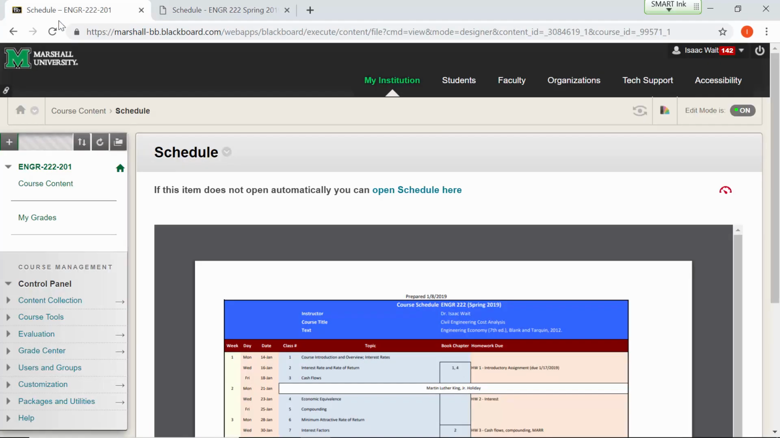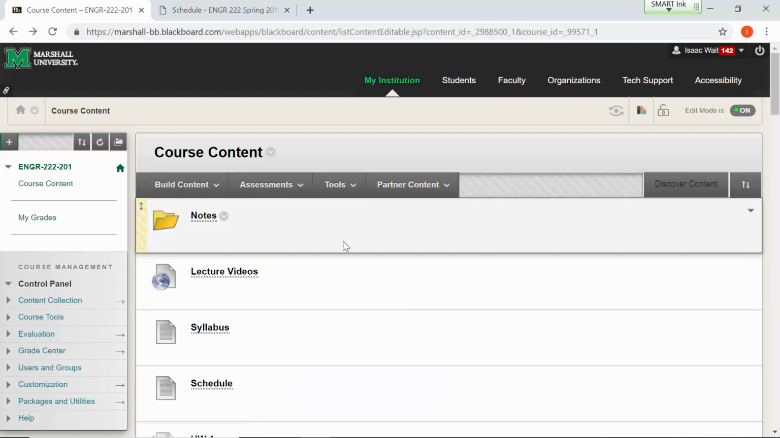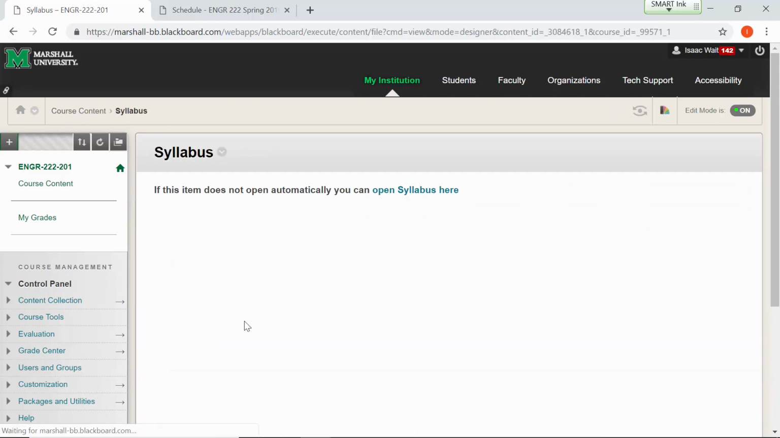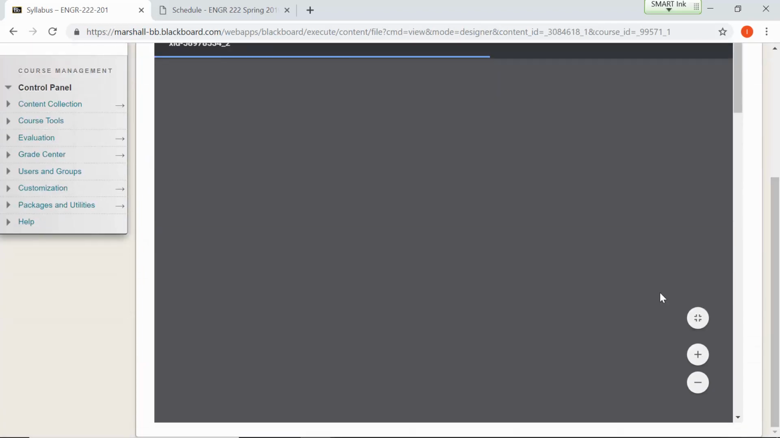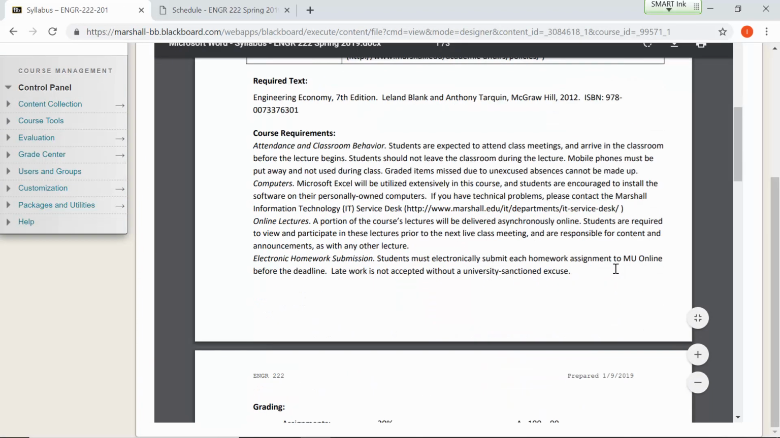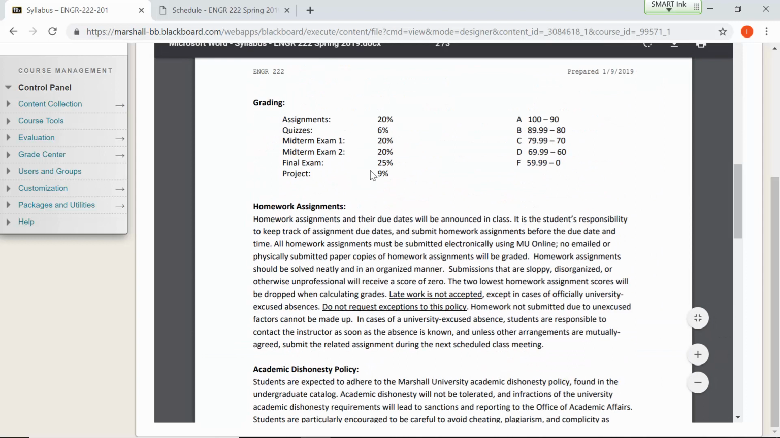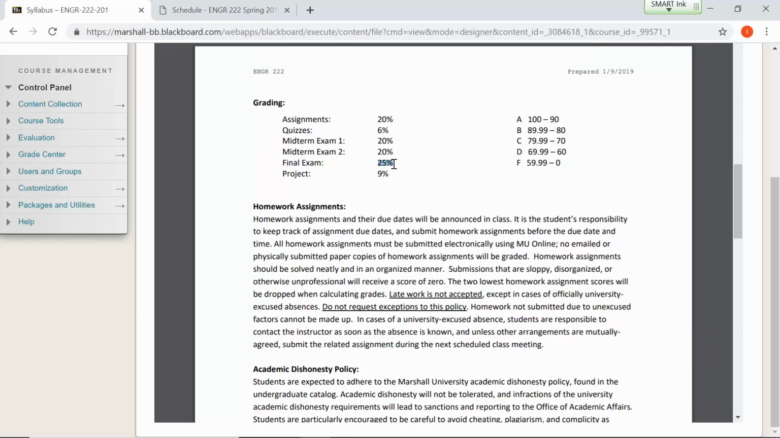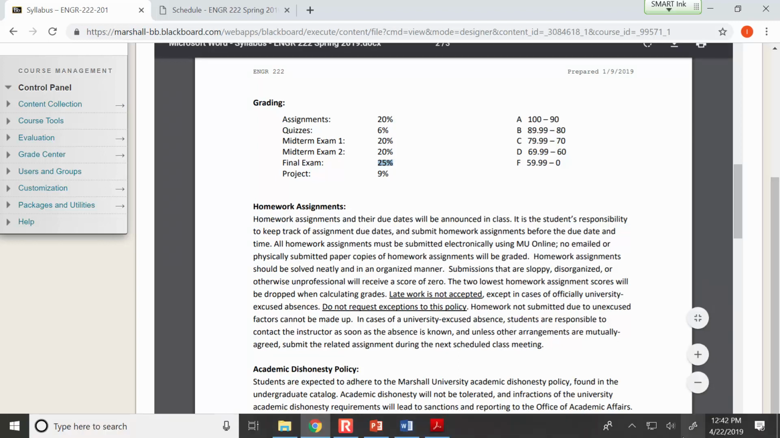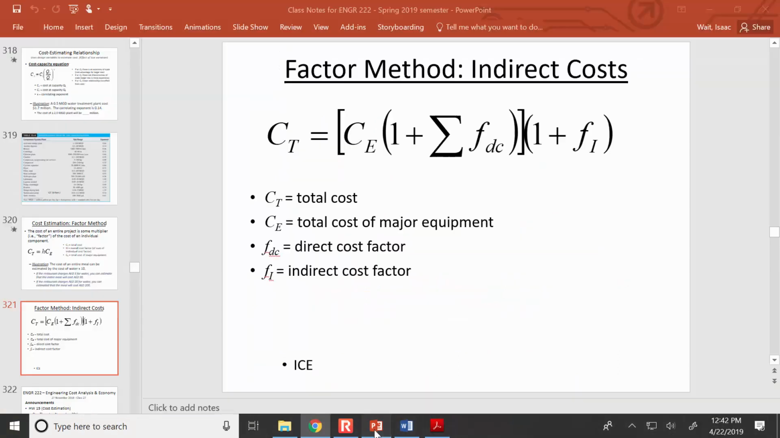Just to remind myself what the weighting of the final exam is, let's look at the course weight. So the final exam is 25%, so it's weighted even more heavily than either of the midterms. All right? Any other questions about the final?